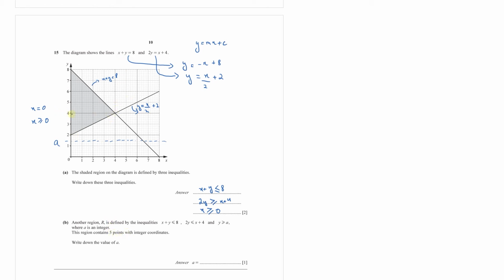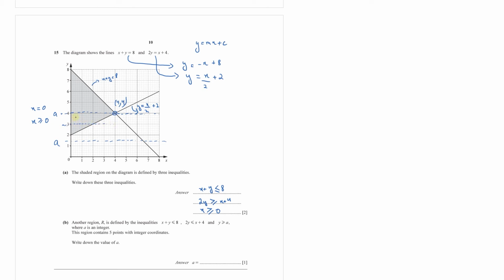Let's assume that the line y equals a is right about here. If this is a and y is greater than or equal to a, that means the only point in the region with integer coordinates is this one. Its x coordinate is 4 and y coordinate is 4 as well. But we need 5 such points. So to have more points in the region, we need to move the line y equals a one step below. If we place it here, this is the only way we can add more points, right?